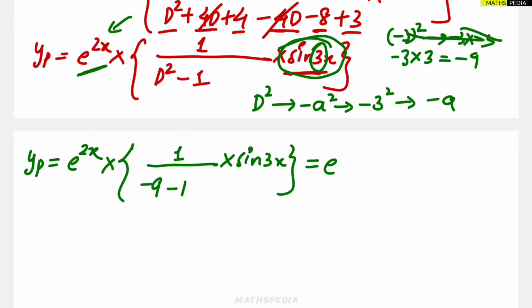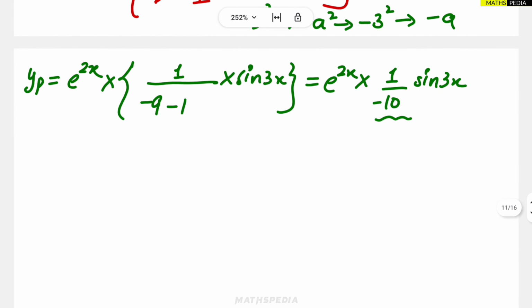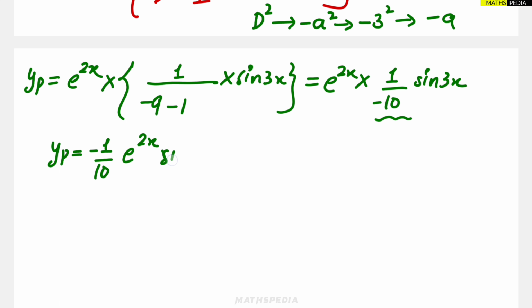Now here what will happen? e power 2x into 1 divided by minus 10 into sine 3x. So we are not getting any D value remaining. D value is not remaining, so this will be the final answer. You can just simplify and write yp is equal to minus 1 by 10 into e power 2x sine 3x. This is the yp value.